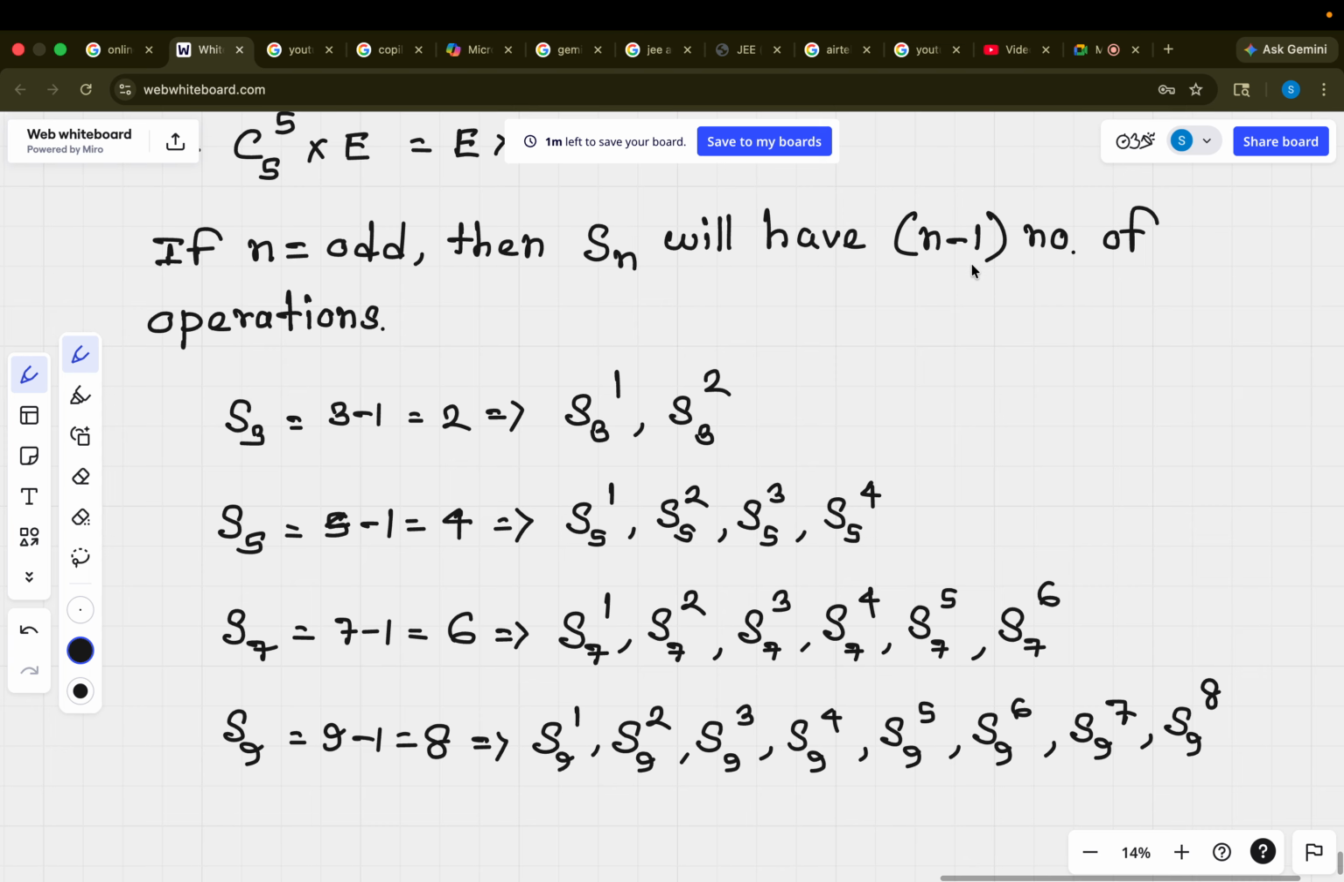Okay, so these are the things you will have. Like that you can do. If this n value is odd, then you will have n minus 1 number of operations, and you can find the operations like this.